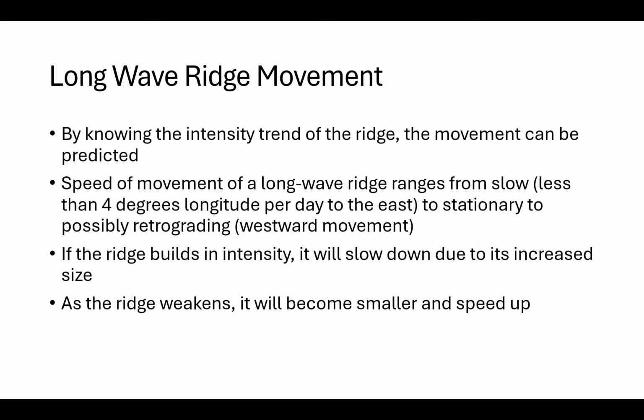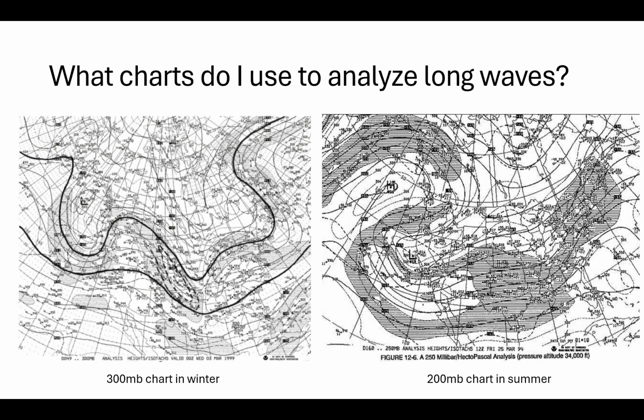Now, long wave ridge movement, by knowing the intensity trend of the ridge, just like with troughs, the movement can be predicted. The speed of movement of a long wave ridge ranges from slow, generally less than 4 degrees longitude per day to the east, to stationary, to possibly retrograding, backing up, moving west. Now, if the ridge builds in intensity, it will slow down due to its increased size, and as the ridge weakens or flattens out, it will become smaller and speed up.